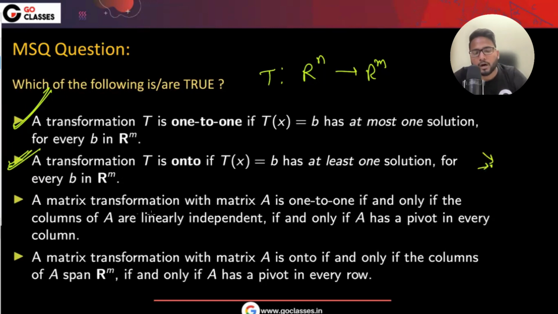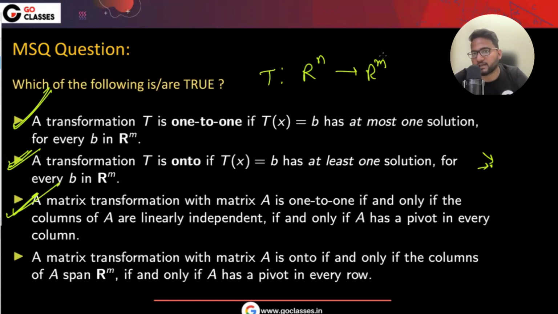Yeah, that's good. A matrix transformation with matrix A is 1 to 1 if and only if the columns of A are linearly independent, if and only if A has a pivot in every column. Yes, right. Linearly independent columns should be there. This is true. A matrix transformation is onto if and only if the columns of A span Rm.